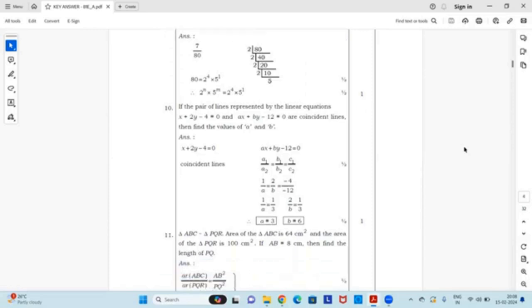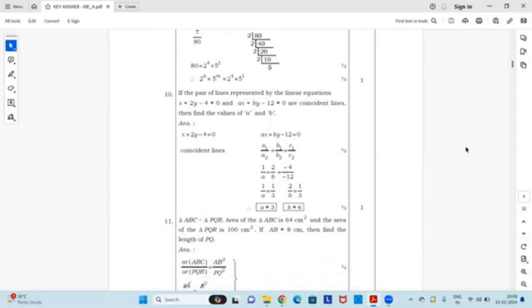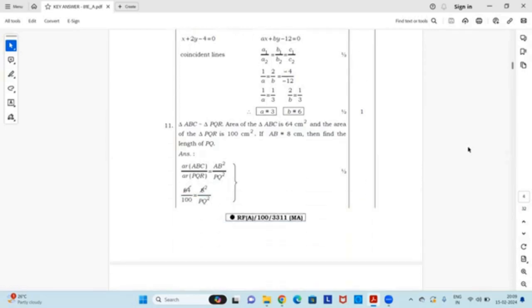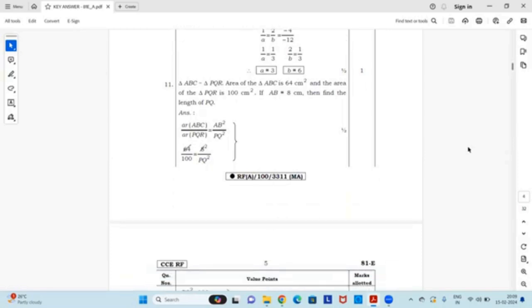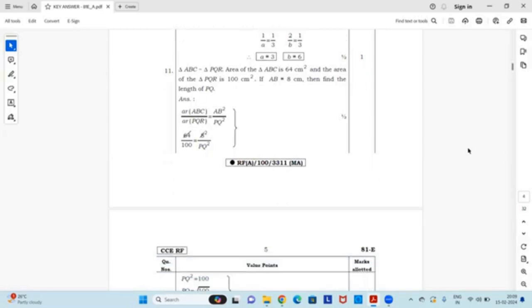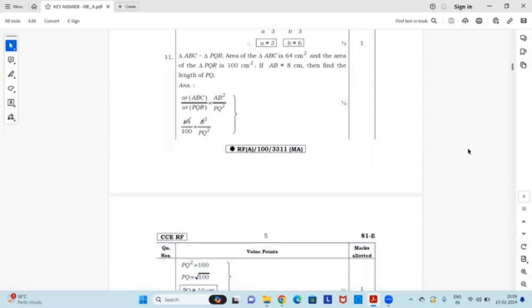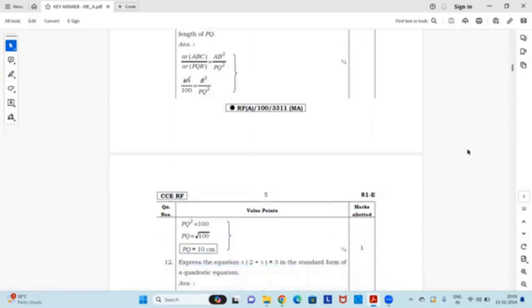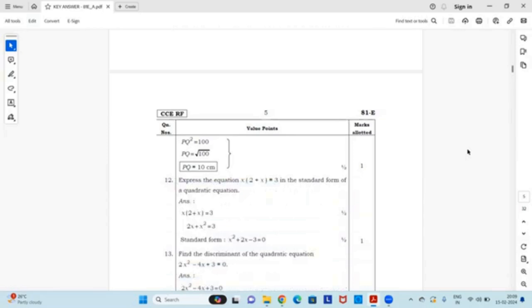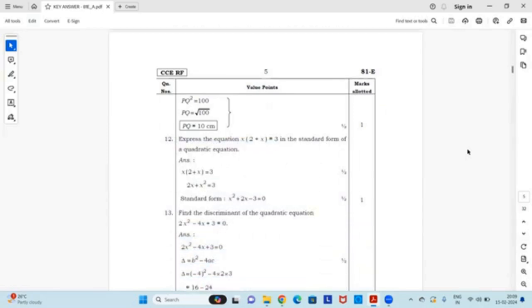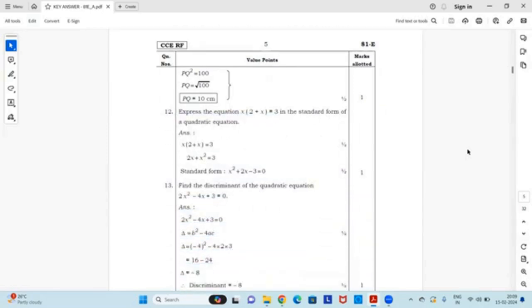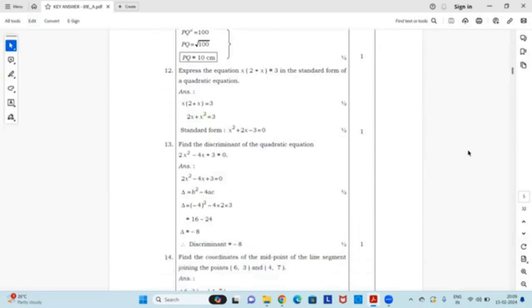Question 10. You have to find the values of A and B. Similarly, you have question 11. Answer is given here. Look for the steps properly and you can pause the video and take a screenshot of the required question and answer.